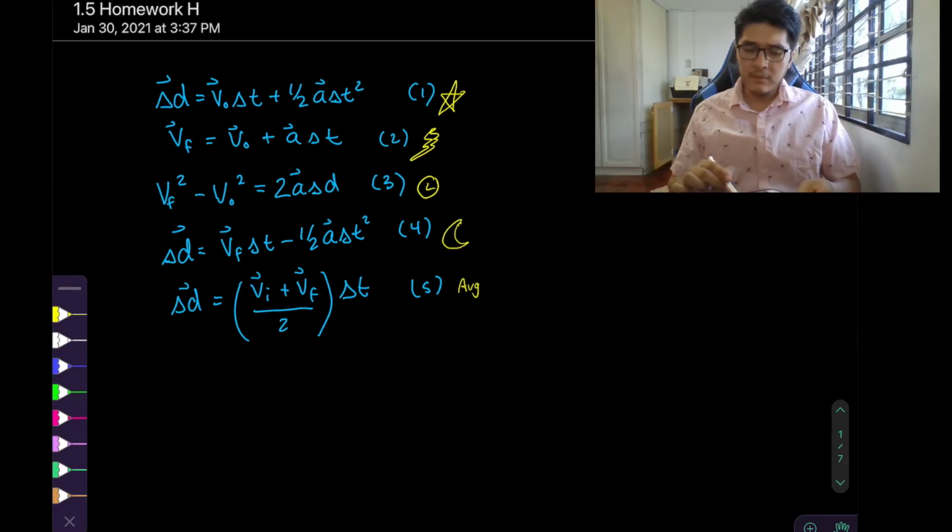In this case, we don't have anything with time, so that's not good. The third one, we have the velocities, we have the distance, we don't have acceleration. So in this case, we're going to be looking at equation 3, which is time independent. That's why I draw a little clock to remind myself that this equation doesn't depend on time.